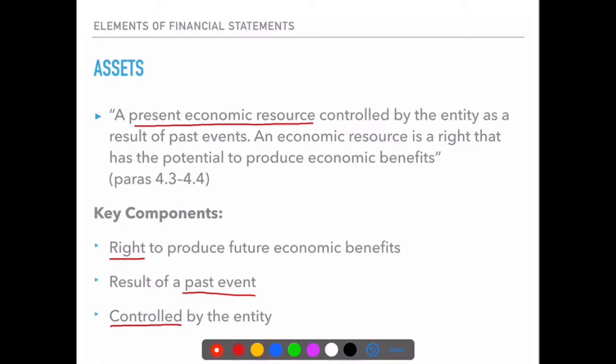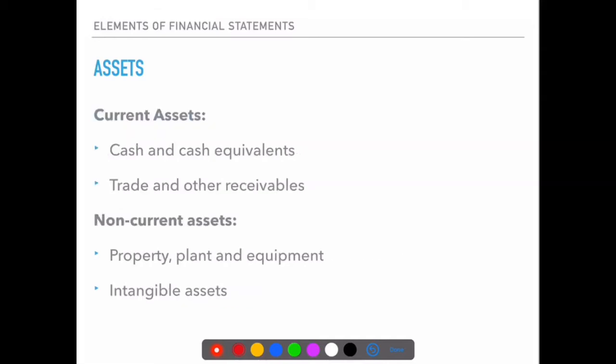Owning isn't the same as controlling, because an entity doesn't have to own an item to have control. For example, a lease. We can lease an item from someone else who owns it, but you control it and you get the benefits from that item for the period of that lease, such as equipment or property, and we still have to record it in the balance sheet.